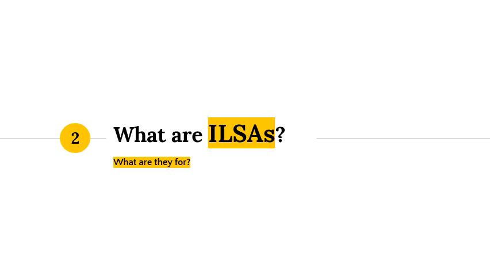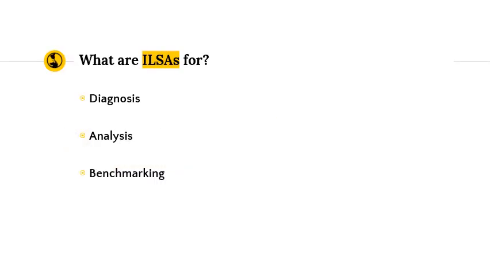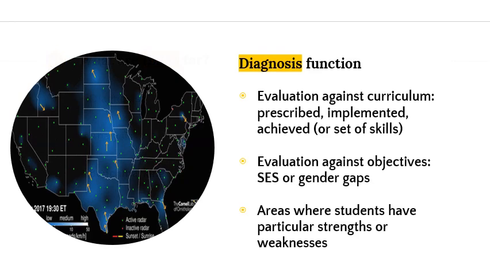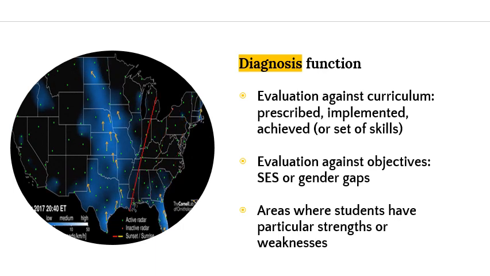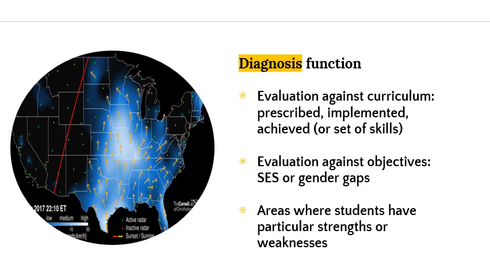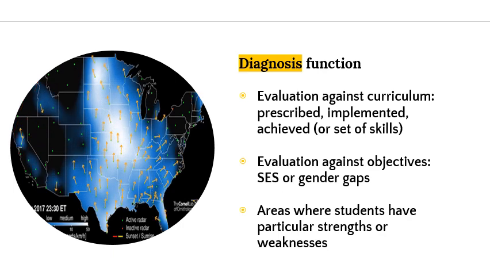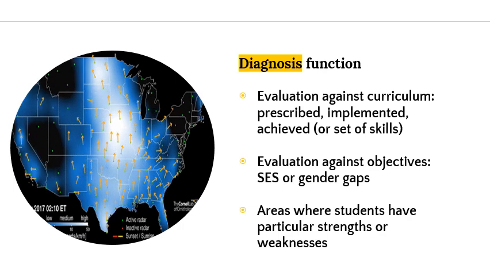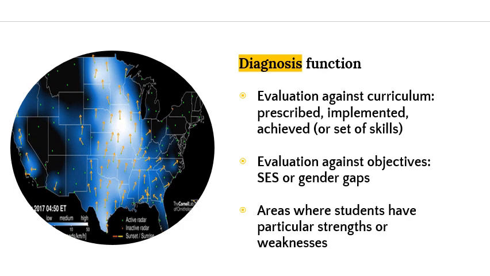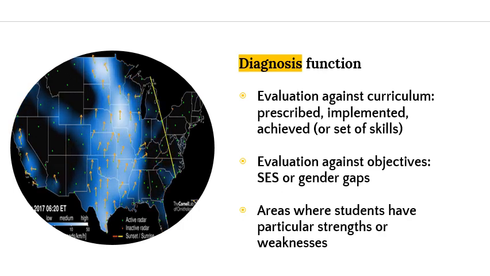Now let's move to the ILSAs, or International Large-Scale Assessments. So what are international large-scale assessments for? They can be for three main things: diagnosis, analysis, and when we say diagnosis, it's this idea of having a map. You have a map of the country and you want to know where the red lights are, how things are behaving. So, for example, we can have a diagnosis against objectives.